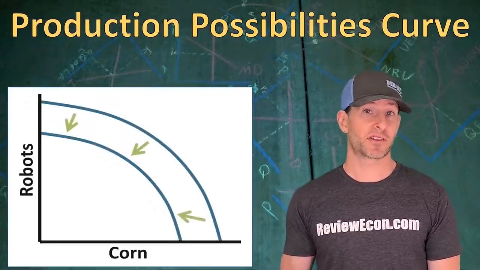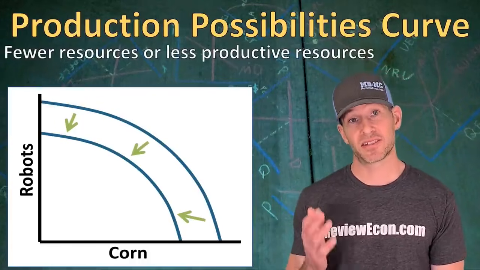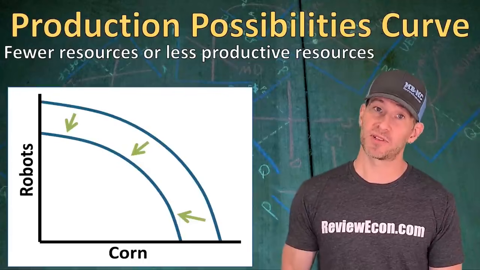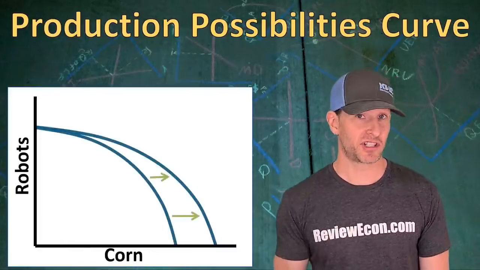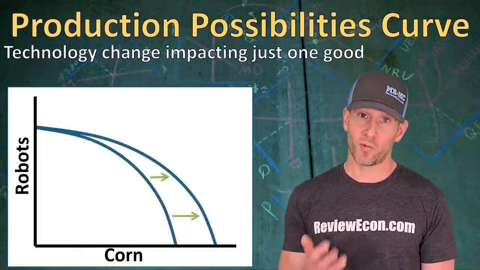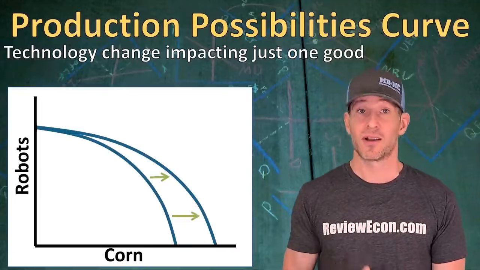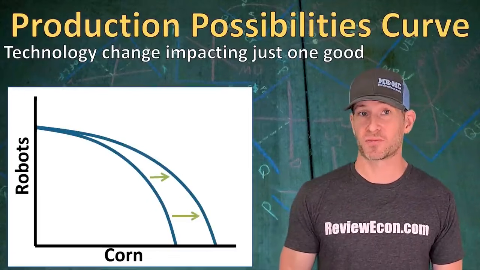If there was a decrease in the quality or quantity of resources, like from a natural disaster, we would see that as a shift inward of the production possibilities curve. It would no longer be possible to produce as much corn or robots in this economy. If we saw a technology change that only impacted the production of one good, in this example, an increase in the technology for the production of corn, we would see an outward shift of just the corn side of this production possibilities curve.